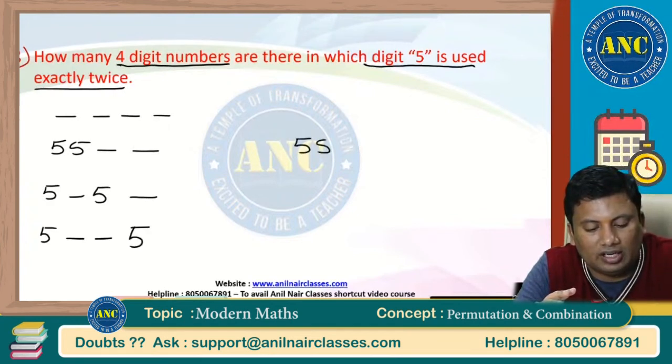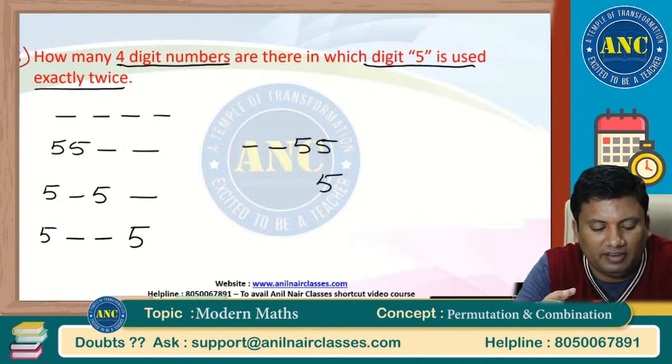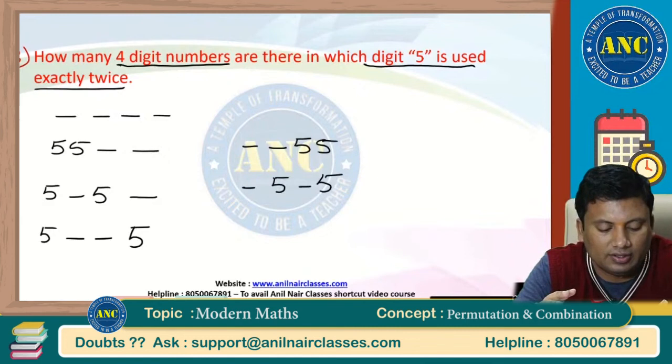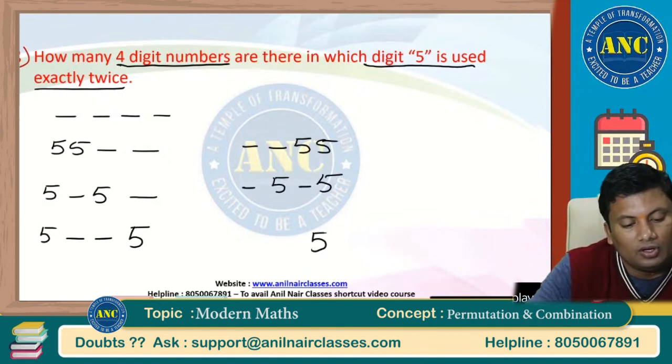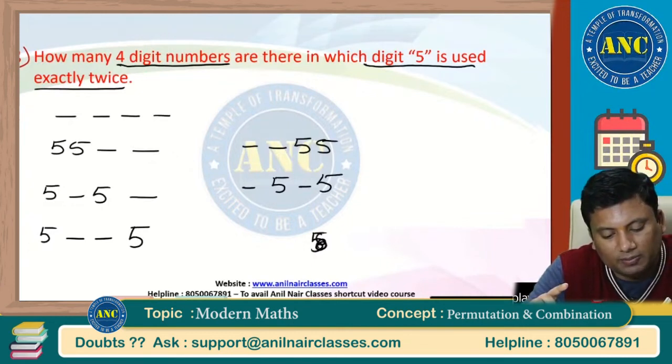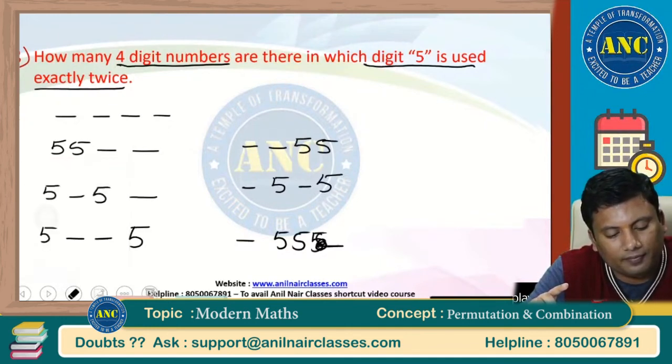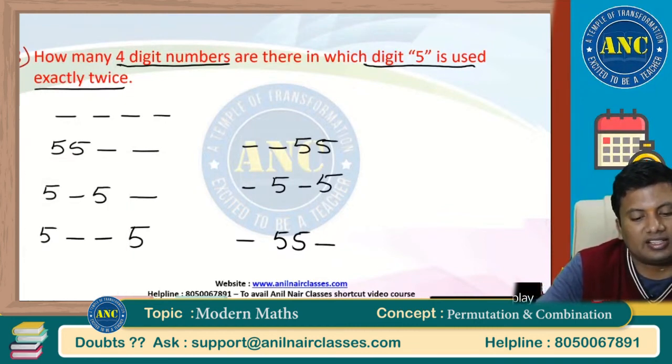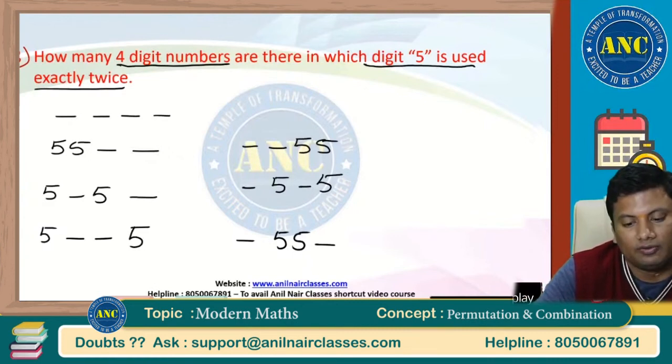These are the 6 cases. Please write them down. For 4-digit numbers, it can take units and tens, units and hundreds, units and thousands. It can take tens and hundreds, tens and thousands, and hundreds and thousands.